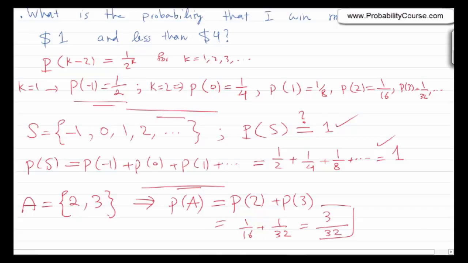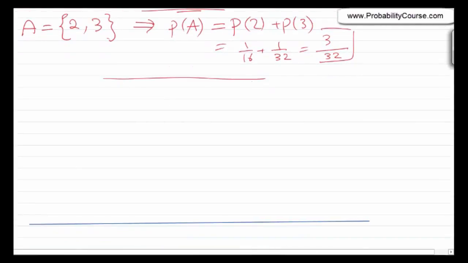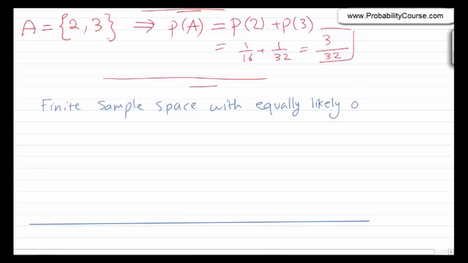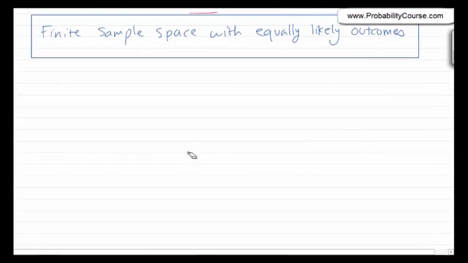Now, I would like to talk about a very important special class of discrete probability spaces. In particular, I want to talk about scenarios in which you have a finite sample space with equally likely outcomes. So we have a finite sample space with equally likely outcomes. So let's put this in a box. This is a scenario that might happen in some problems.